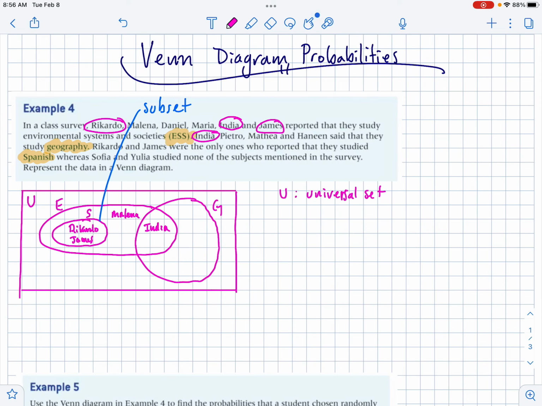Melina, Daniel, and Maria. Apologize for my small handwriting. And then Pietro, Matea, and Nadine take geography but not ESS. So this is Pietro, Matea, and Nadine. But then they also say Sophia and Yulia don't take any of the subjects mentioned. So see, Sophia and Yulia are totally outside the circles here.